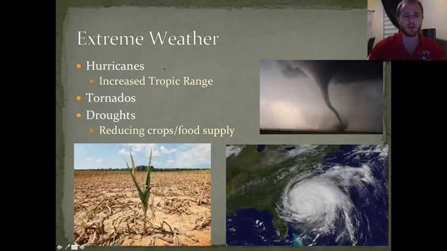Increased weather. As you increase the temperatures, you also increase the tropical range. So say my equator is down here somewhere. As temperatures get warmer, the tropic ranges move upwards. So now you're going to have tropical storms hitting more frequently, like we had with Sandy hitting the Northeast. Biggest hurricane ever to hit the Northeast. Tornadoes will increase, extreme weather, and then also like the droughts that we saw last year, reducing crop yields.